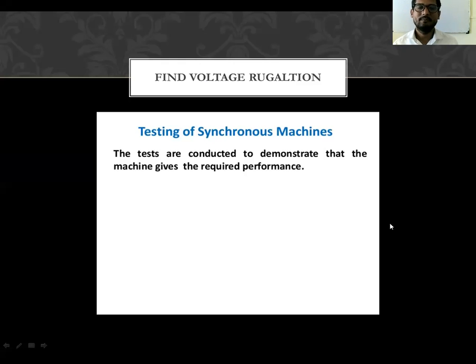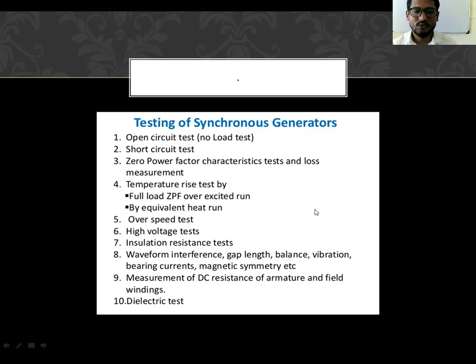So the main reason to find out the voltage regulation is that it shows the performance of the synchronous generator. To find out the voltage regulation, we have to carry out the testing of the synchronous machine. These tests are conducted to demonstrate that the machine gives the required parameters or performance. So, testing of synchronous generator.